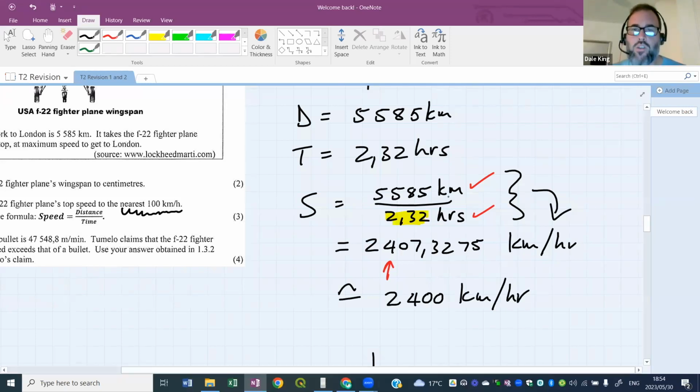So you will get a lot of marks for getting up to this point. You'll probably get 3 marks out of the 4 if you get up to 2,407,3275. Even if you rounded this part off, you'll only get 3 marks. The final mark is going to be for rounding it off to the nearest 100.